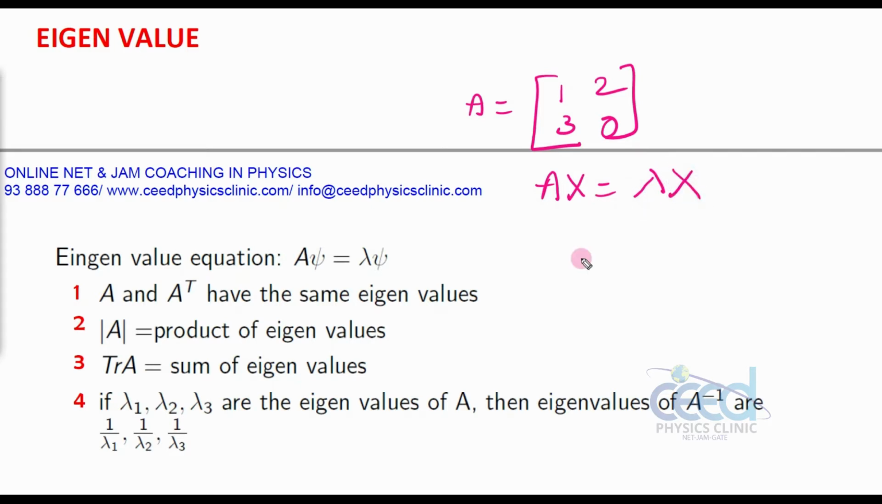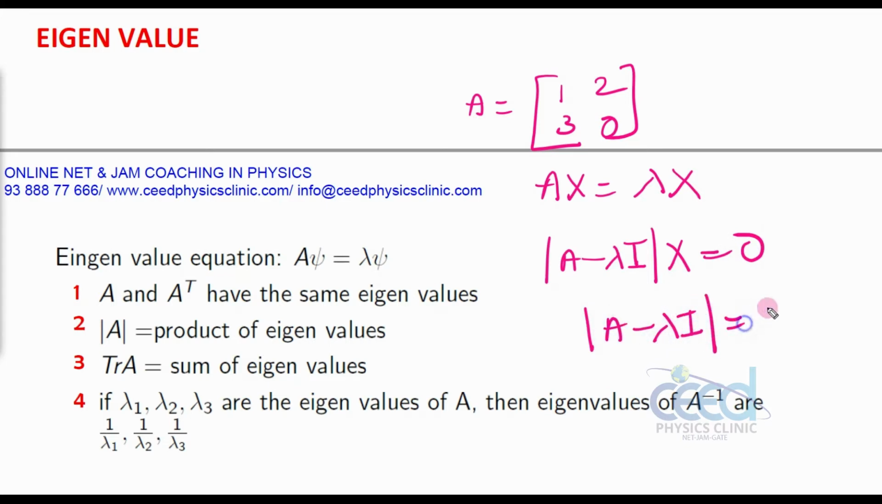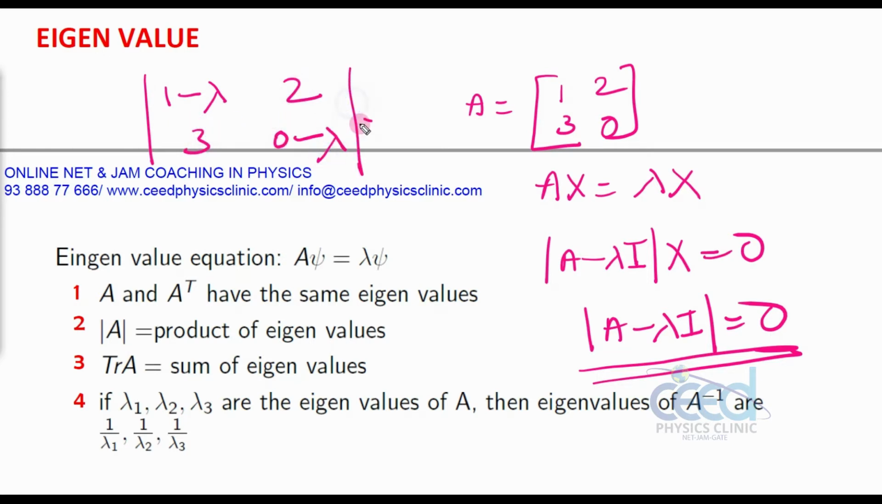This we can write more precisely: (A minus lambda I) x equal to 0, that is, determinant of A minus lambda I equal to 0. This equation we call the eigenvalue equation. When you solve this, you substitute the value of A here and I, the second order identity matrix. You can write this as determinant of [1 minus lambda, 2; 3, 0 minus lambda] equal to 0.